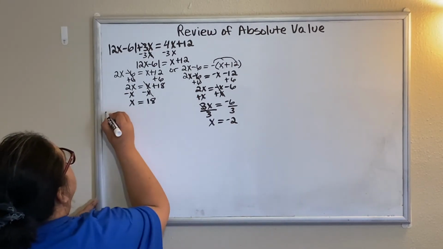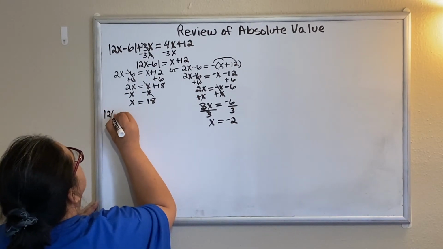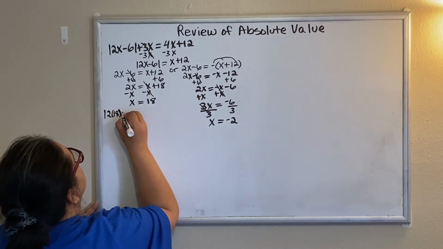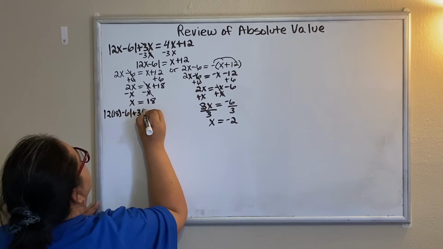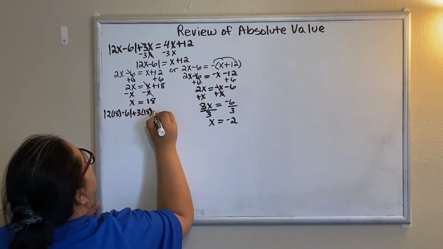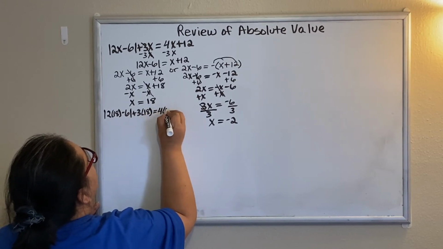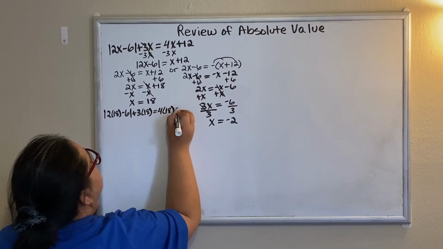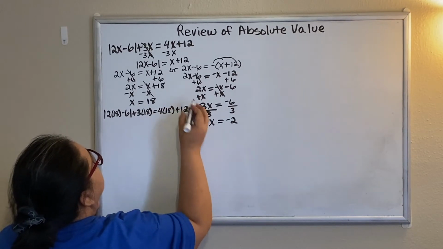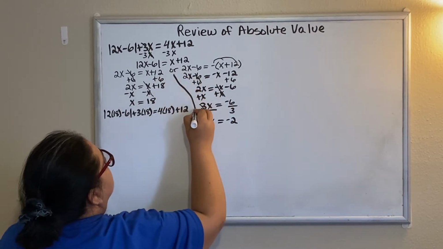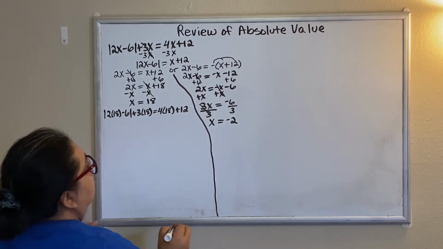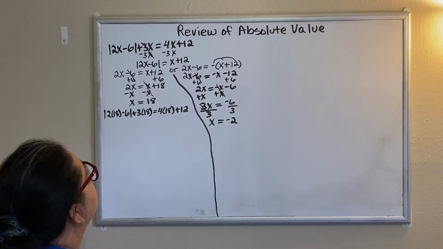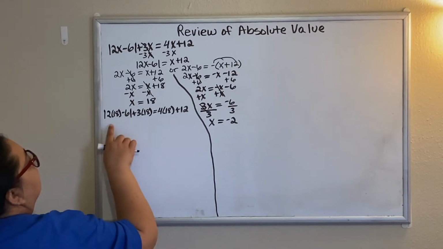So we're going to say the absolute value of 2 times 18 minus 6 plus 3 times 18 equals 4 times 18 plus 12. And let me put a line down the middle here so that it's easier to see that there's a difference there. Okay, so now we're going to simplify.